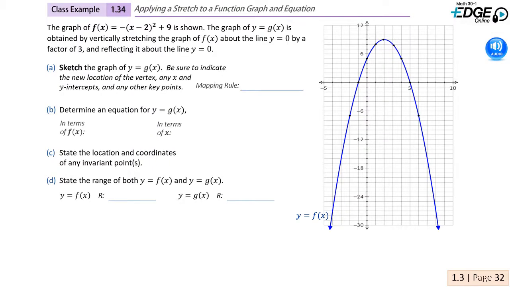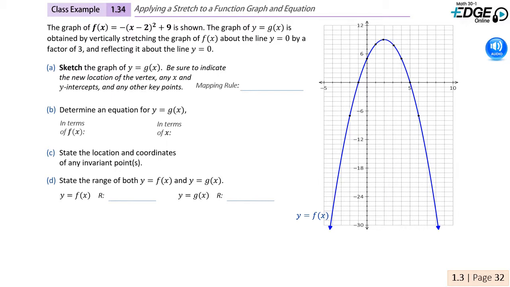Class example 1.34 asks us to apply a stretch to both the graph of a function and to its equation. Here we're given f of x equals negative (x minus 2) squared plus 9. So this is a quadratic function, or a parabola, given in vertex form. We know from that negative coefficient that this will be opening downward, and that its vertex will be at positive 2 and 9, as shown in the graph.